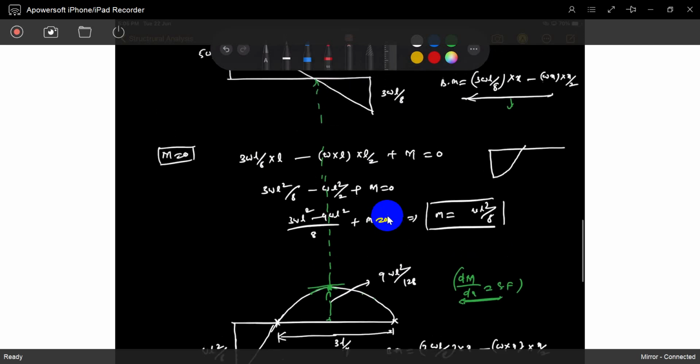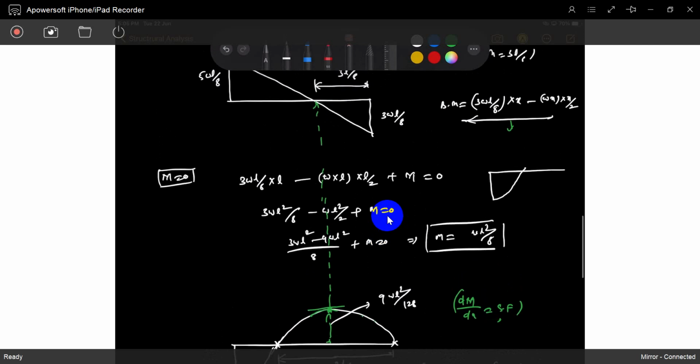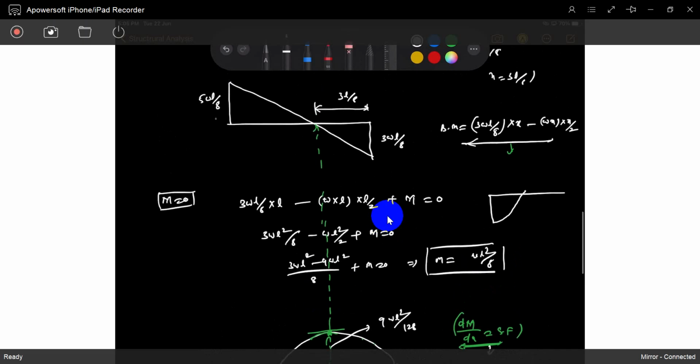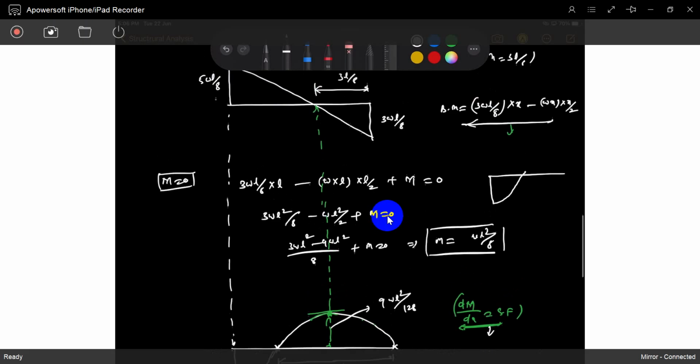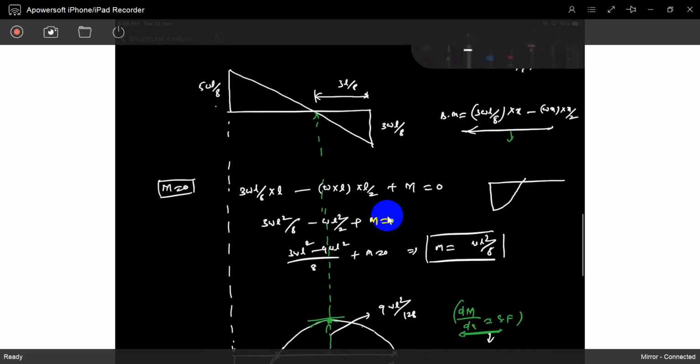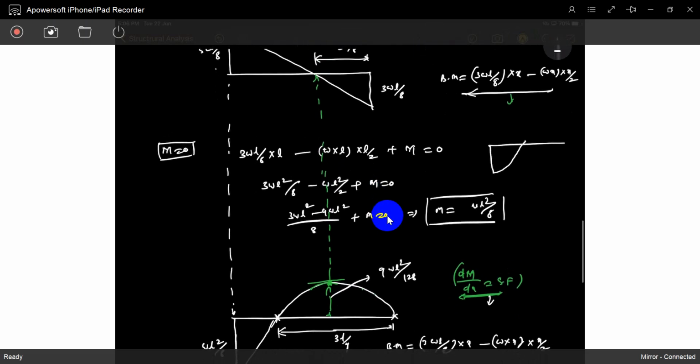Once again I will say, see, dM/dx is shear force. Understand? dM/dx is shear force. If you feel that there is a shear force at this location, see the location, at this location shear force is there, it means the bending moment has some slope.